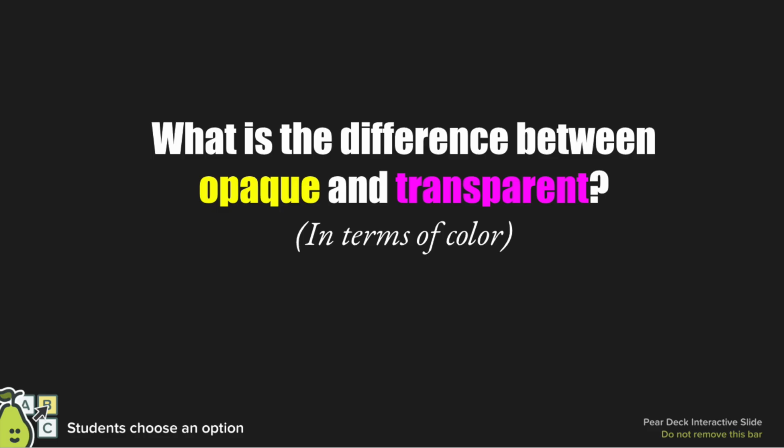As a review, what is the difference between opaque and transparent? Remember, opaque means a solid color and transparent means the color is see-through, so you can see one color through another, creating that translucency of mixed colors that we talked about.